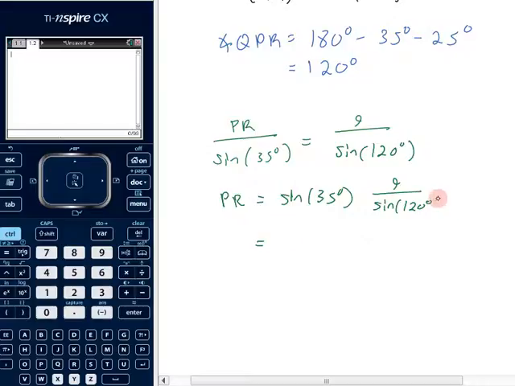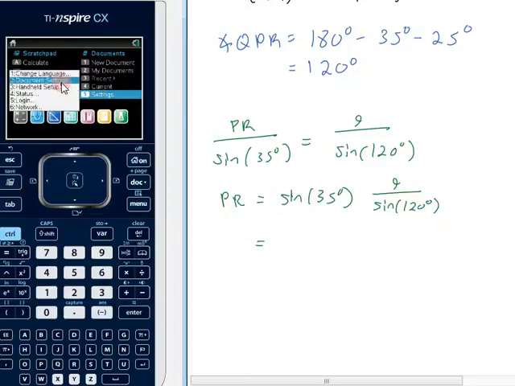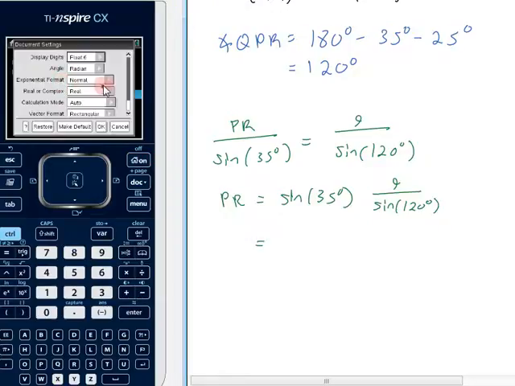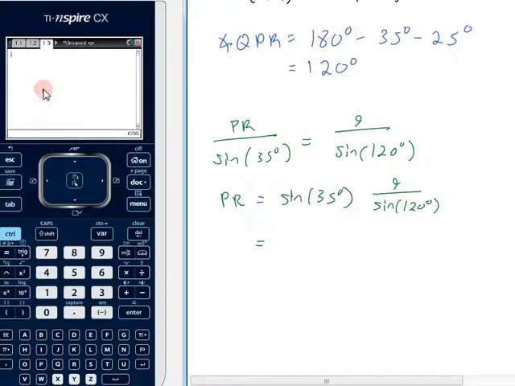Now, 120 degrees is a major angle that we need to know the unit circle for, but 35 is not. So we'll have to use the calculator. To solve this, first we'll check that we're in degree mode. So we'll go Home, Settings, Document Settings, and we'll look for the angle. Angle at the moment is in radians. We want it to be in degrees. So we'll select degrees and OK. And now our calculator pages should be in degrees.